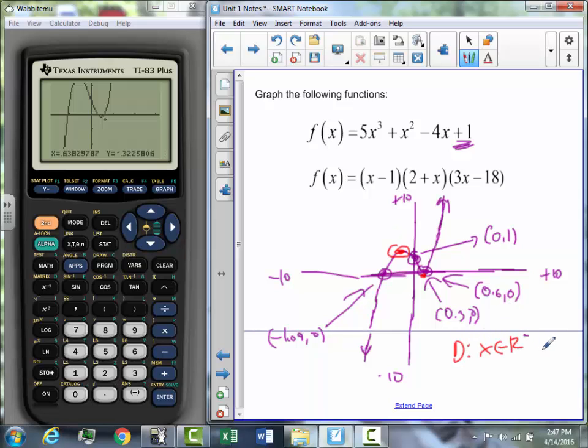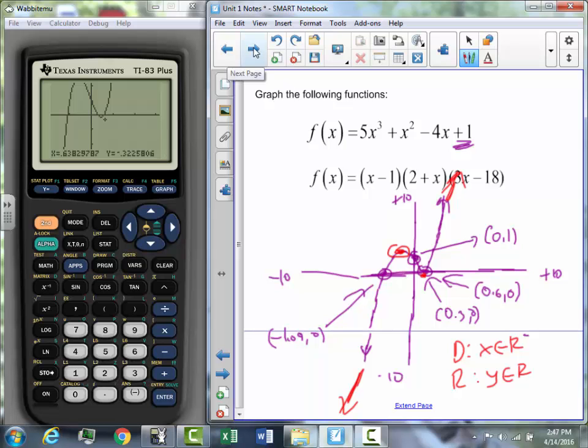Well, as it is for the first couple of days, domain's everything. What about your range? It is everything, yeah. Because essentially this graph, it starts way down here in the deep negatives, and it finishes up here in the high positives. Every single y value is at least accounted for at least once.